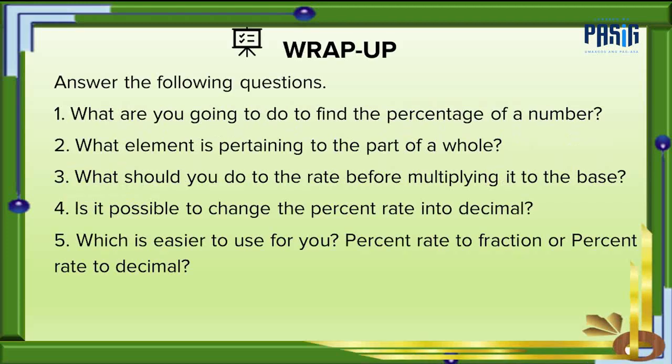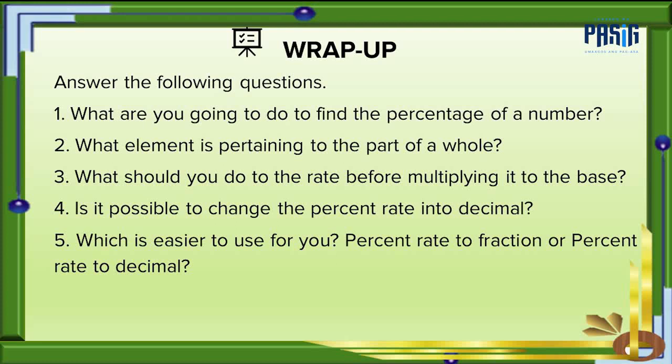So let's now proceed to our wrap-up. Answer the following questions. What are you going to do to find the percentage of a given number? Number 2. What element is pertaining to the part of a whole? Number 3. What should you do to the rate before multiplying it to the base? Number 4. Is it possible to change the percent rate into decimal? Number 5. Which is easier to use for you? Is it percent rate to fraction or percent rate to decimal? So I'm leaving all these questions for you to answer in your personal notebook.